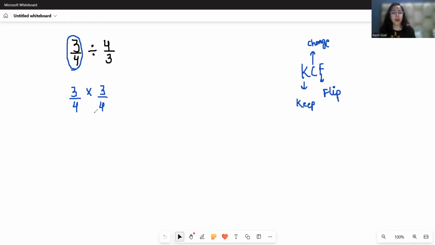So always remember, when there is a division sign between two fractions, you can apply the KCF rule. This will help you a lot and reach a correct solution. So 3 times 3 is 9 and 4 times 4 is 16. Simple, right? I hope it's clear and you find it useful.